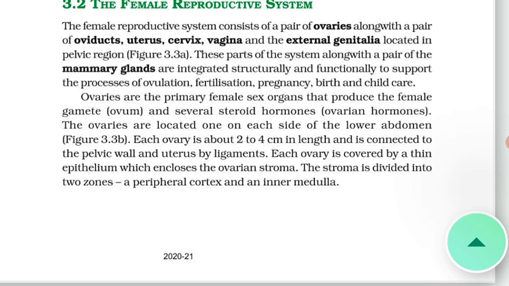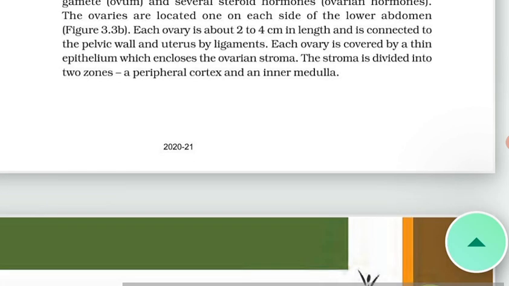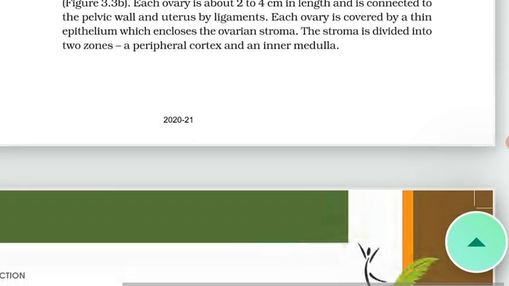Each ovary is covered by a thin epithelium which encloses the ovarian stroma. यहाँ पे thin की जगह thick कर सकता है, but correct है. Each ovary is covered by a thin epithelium which encloses the ovarian stroma. The stroma is divided into two zones, a peripheral cortex and an inner medulla. ठीक है, stroma divided है two zones में, peripheral cortex and an inner medulla.